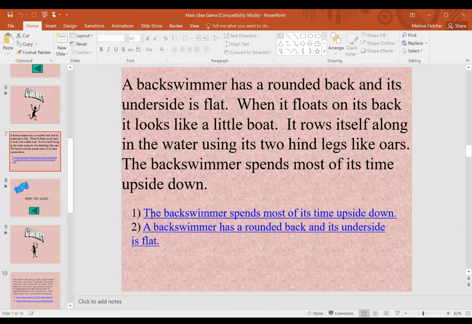Is our main idea, number one, the back swimmer spends most of its time upside down? Or number two, a back swimmer has a rounded back and its underside is flat?